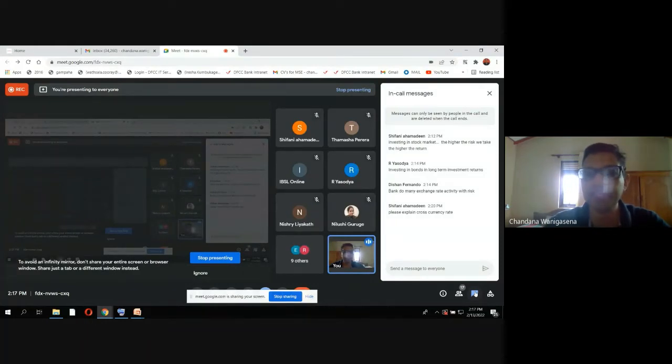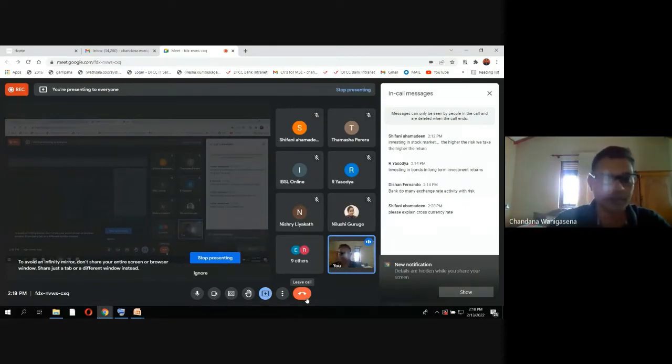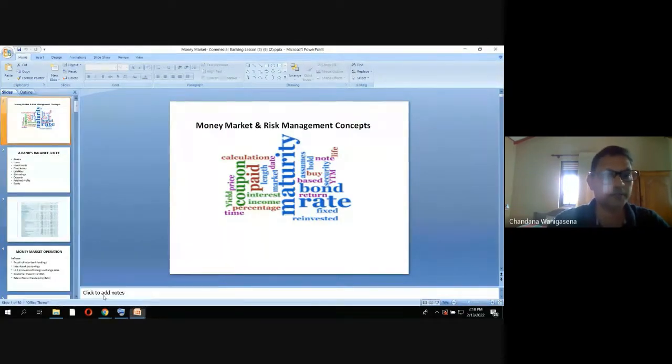Right. Shifan is asking what cross currency rates are. It is not covered here. Anyway, a cross currency rate is this: I give you the exchange rate of Sri Lankan rupee to US dollar, right? Again, I can have the US dollar rate to sterling rate, right? So you can probably go to the example.